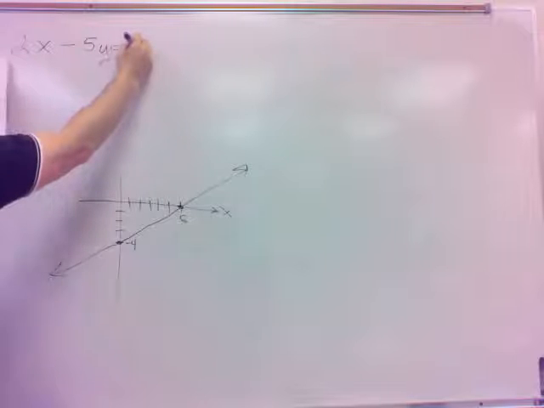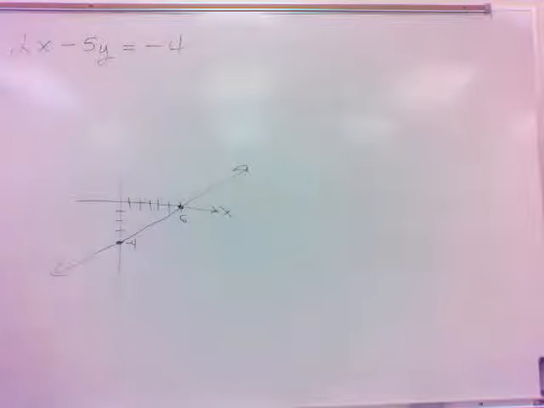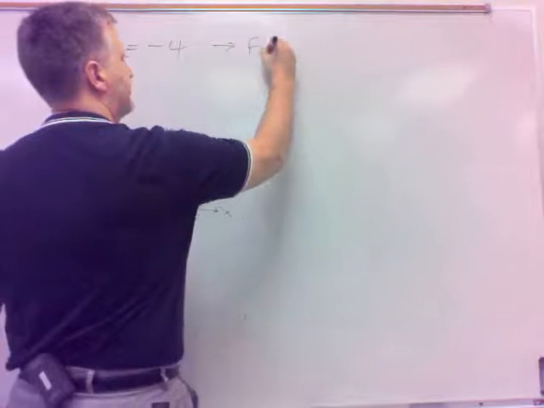2x minus 5y equals negative 4. Let's find the intercepts and graph that equation.